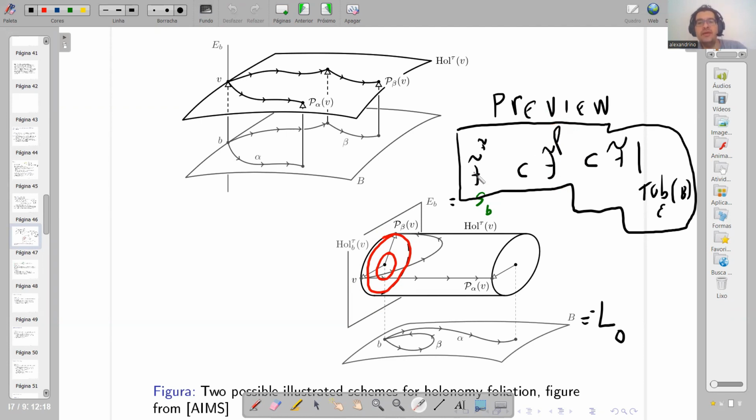This is stable. There always exists a connection, and so there will always exist a holonomy foliation inside of each foliation, but this connection may not be unique. So you may have different ways to construct holonomy foliations inside that. Okay, that is our preview. That is what we'll talk about today, and that is the reason why we are so interested in talking about holonomy.